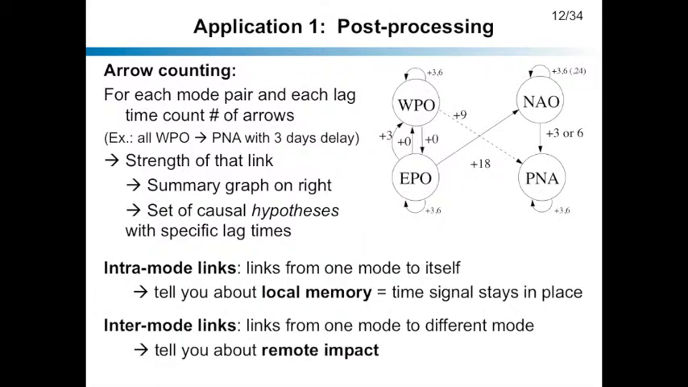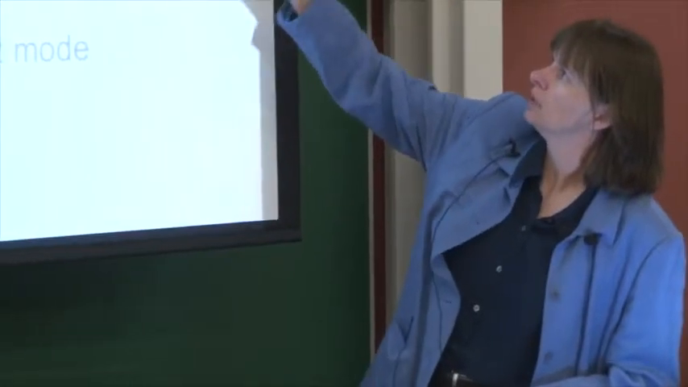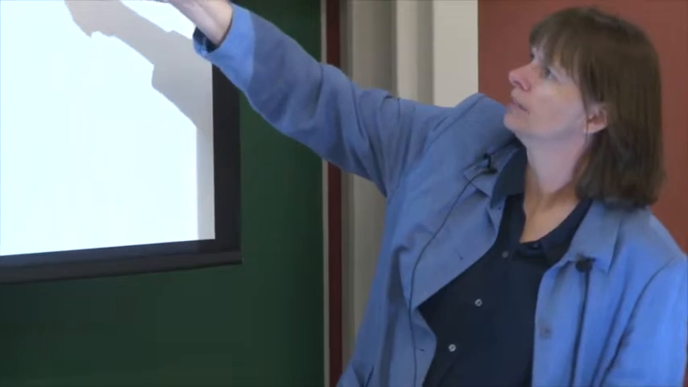So for example, from WPO to PNA, I may ask, how many errors did I have that had exactly 3 days delay? And that will tell me the strength of that connection with this time lag. Okay? And I can do that, and then I can put a summary graph here on the right, which just summarizes the strongest connections. Oh, they all look dashed now, huh? These are supposed to be non-dashed, and this one is a dashed line, and this is a non-dashed solid line.